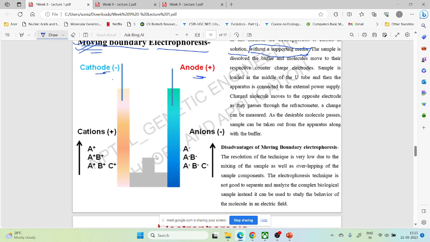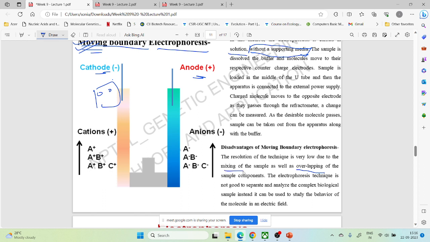But as scientists started doing experiments, they observed that this kind of electrophoresis has certain disadvantages. Because your sample is mixed in the buffer, separation is not very good, and there is overlapping of the samples, because there are no separate lanes. Now we have a gel, we have wells, and we have different lanes in which our sample is loaded. But in this moving boundary, because everything was mixed in the solution, there used to be a lot of overlapping of the samples.